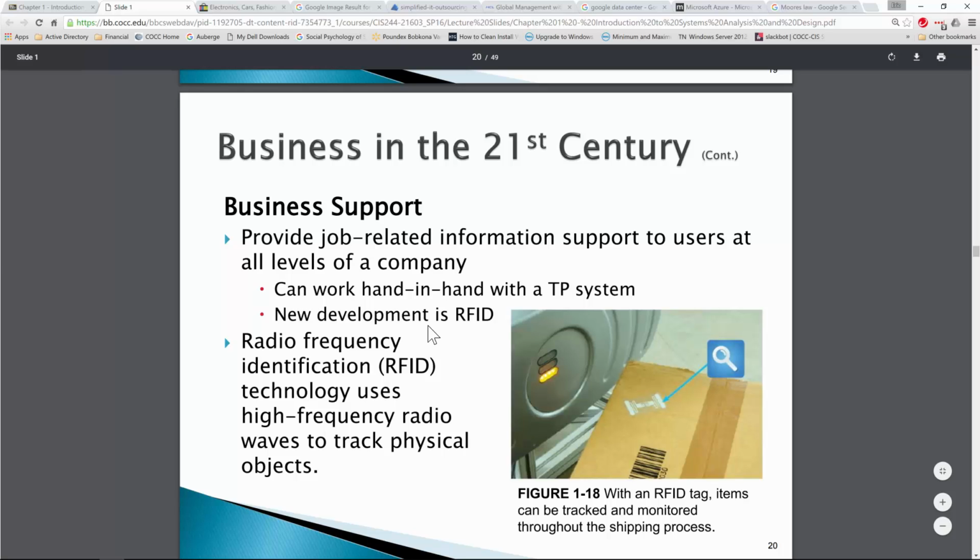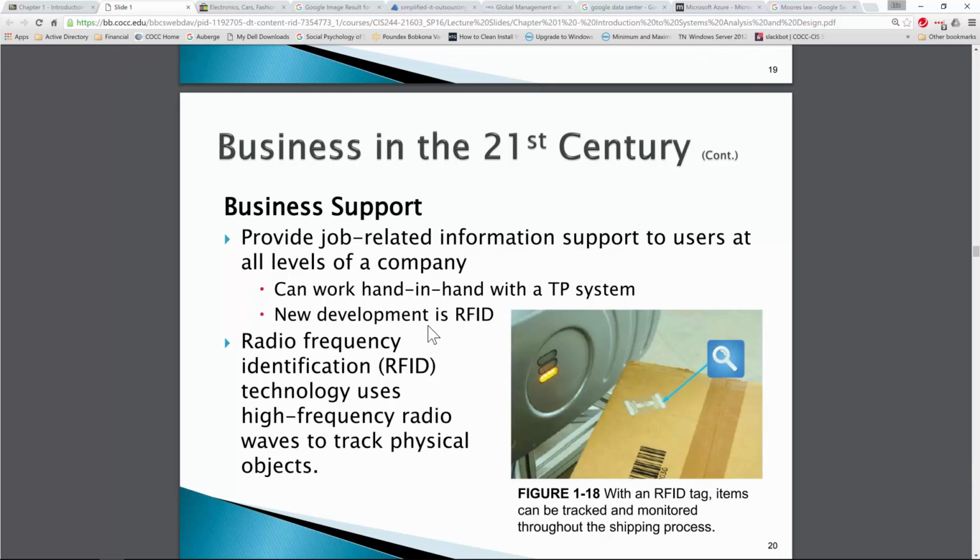So business support is job-related information support to users at all levels, can work hand in hand with the transaction processing system. So this can be like RFID, this can be barcode systems. These are augmented systems that help us conduct business in an efficient way.